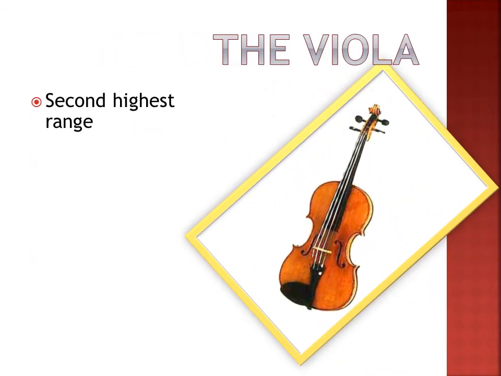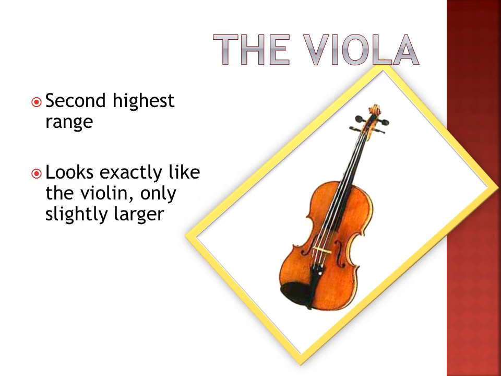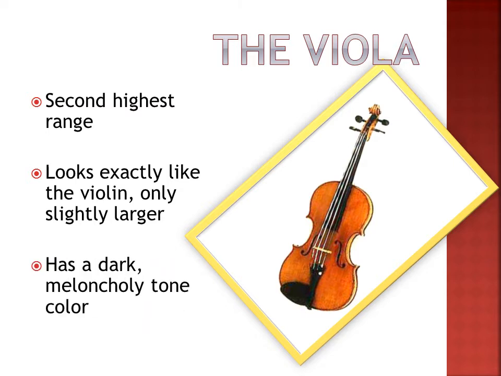The viola is the second highest ranging instrument. As you can see from the picture, it looks almost exactly like the violin, but it is slightly larger, ranging from 15 to 17 inches in length. The viola has a dark, melancholy tone that gives it a lot of use in an orchestra. Many times when something sad is trying to be portrayed in a story, the viola will have a solo so that you can hear that sadness in the music.